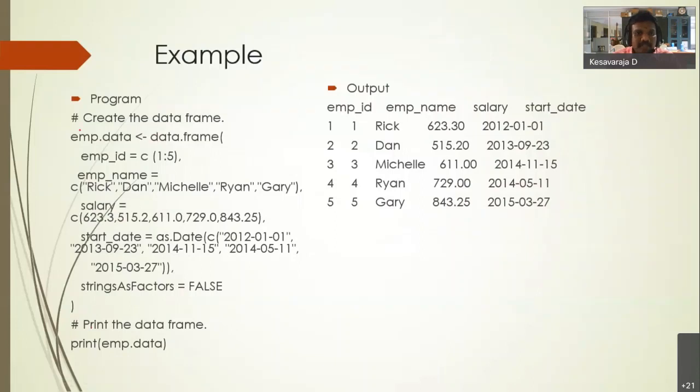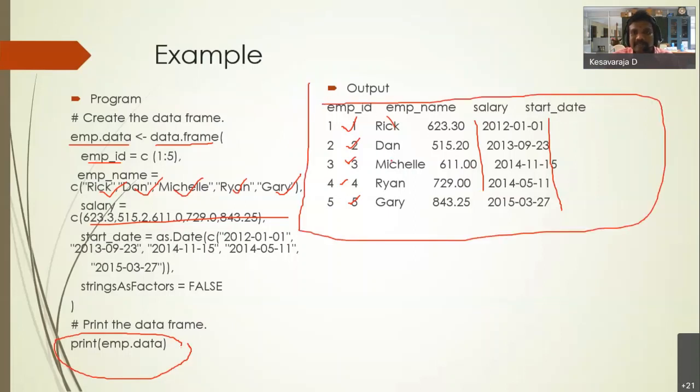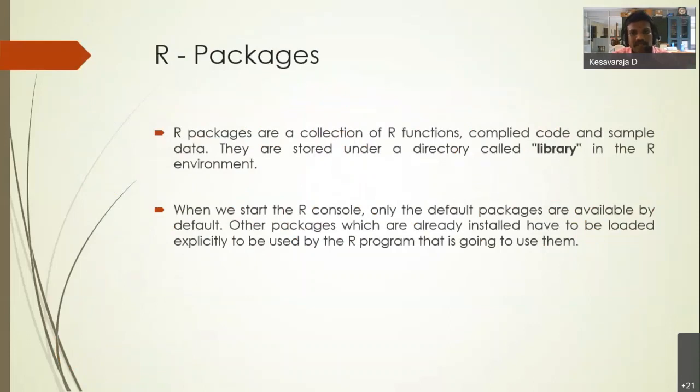Please see here, I am creating a data frame. employee.data is the variable name, assigned data.frame with employee.id equal to 1 to 5, so employee IDs 1, 2, 3, 4, and 5. Then employee names: Rick, Dan, Michael, Ryan, and Gary. Then I specify the salary, then the start date, a list of dates. I am printing employee.data, which is printed in a tabular representation. A data frame is a container used to represent a table, frame, or grid of data.